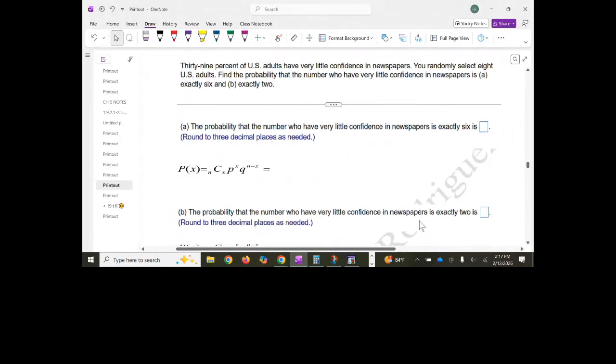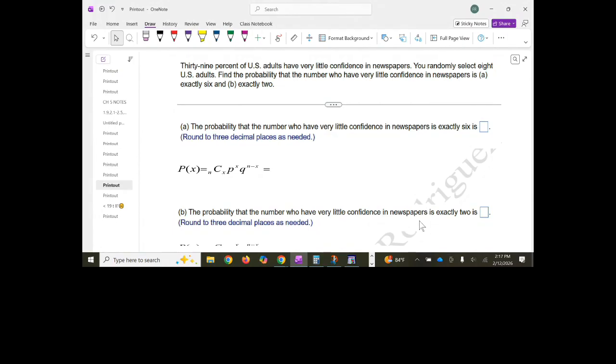Okay, let's take a look at this first question. 39% of U.S. adults have very little confidence in newspapers. We randomly select 8 U.S. adults. Find the probability that the number who have very little confidence in newspapers is, part A says, exactly 6.